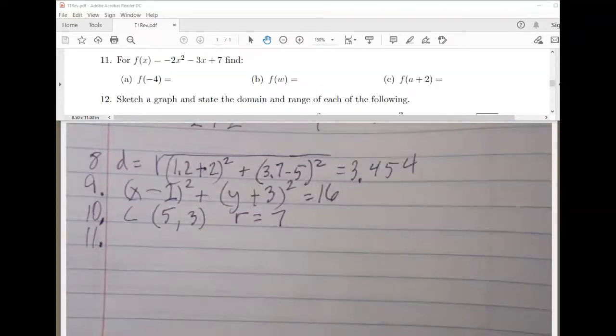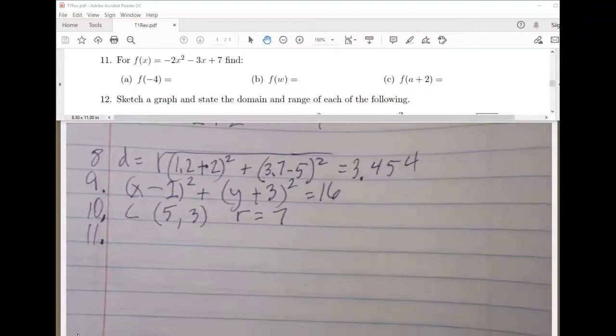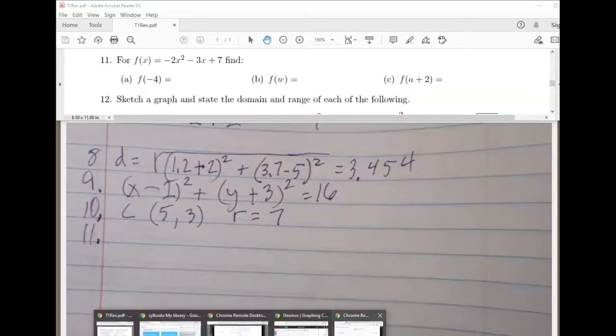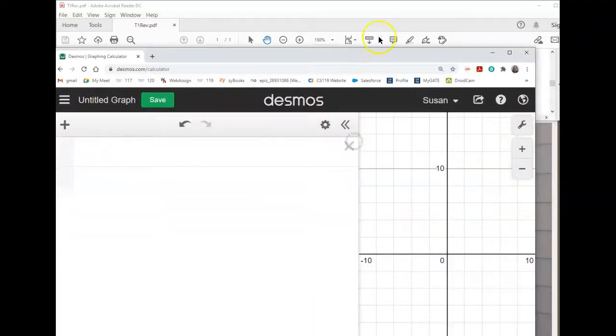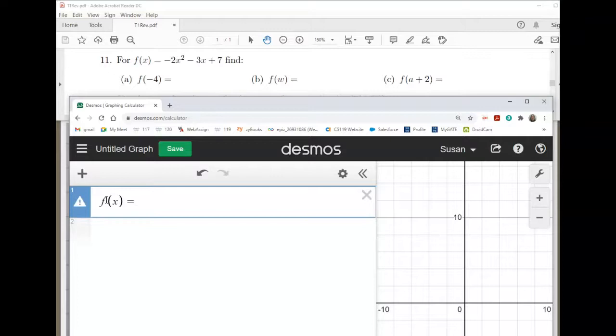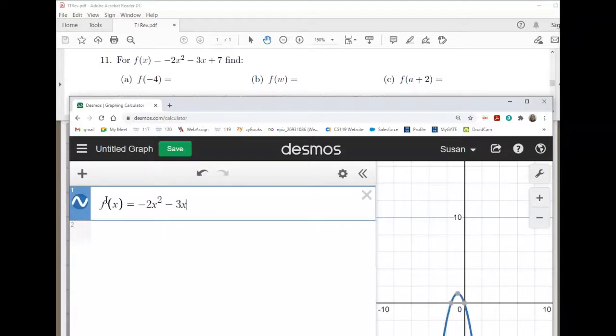For number 11, we have f of x is equal, and we want to find the values. So I could put this in my graphing calculator. I'm going to do this one in Desmos so that we can see it done in Desmos. So I need f of x equals, and I have negative 2x squared minus 3x plus 7. So I've got a parabola, negative 2x squared minus 3x plus 7. And I check it, make sure it's right.